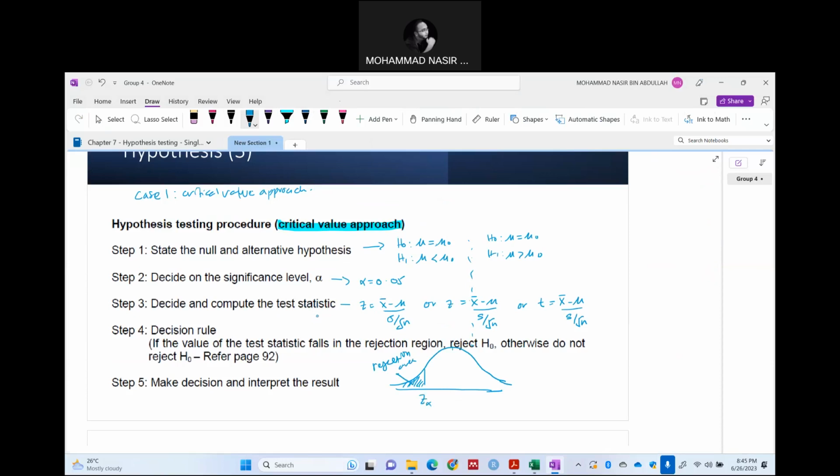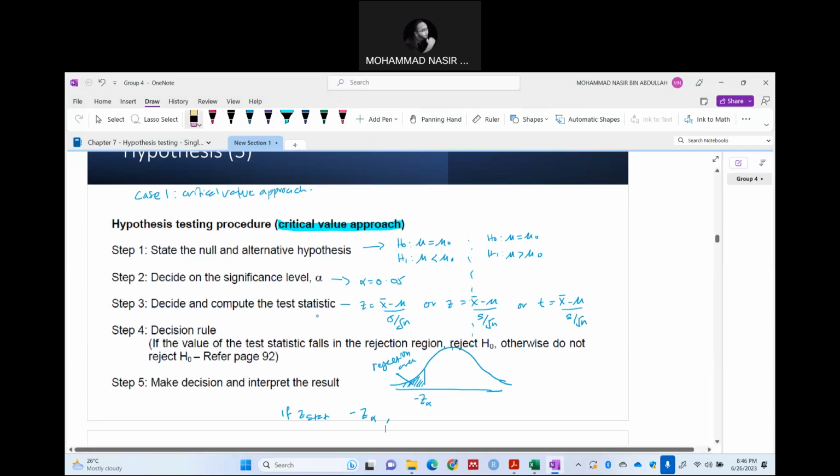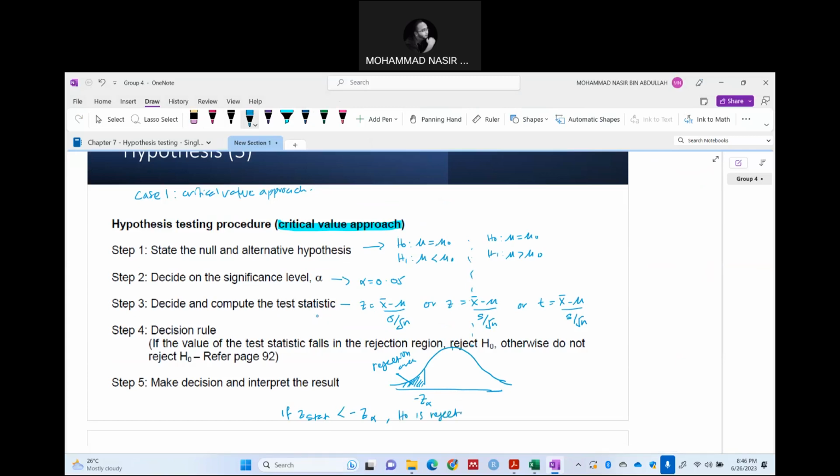The decision is, if the Z statistic is less than negative Z alpha, the null hypothesis is rejected. This means that if the Z statistic lies inside the rejection area, we reject the null hypothesis. That is the decision rule.